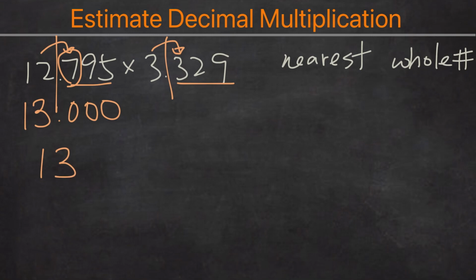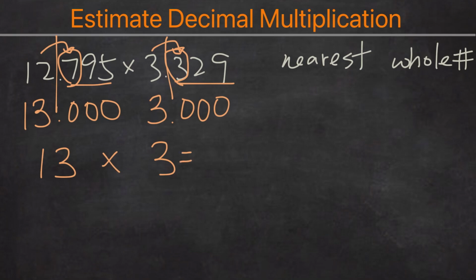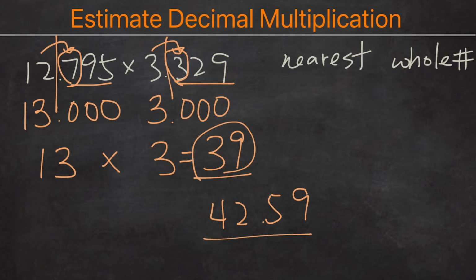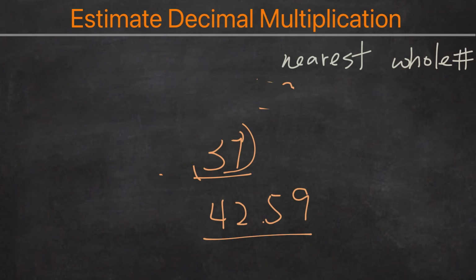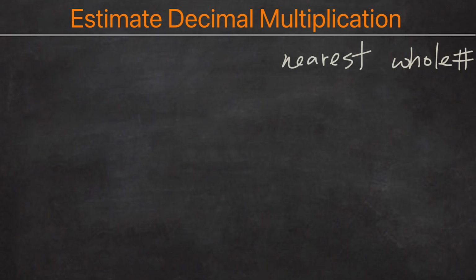Now for the second number, as we look at the tenths value, 3 is 4 or less, let it rest. So we do nothing with the 3. And everything after that becomes 0. So this will be 3. And then we just take 13 times 3. And that equals 39. And if we actually take the number 12.795 times 3.329, our answer is 42.59. So our approximate is close to the exact. So we would approximate this as 39. So now you should be pretty familiar with how this works. And we'll have a quiz question right after this last example.